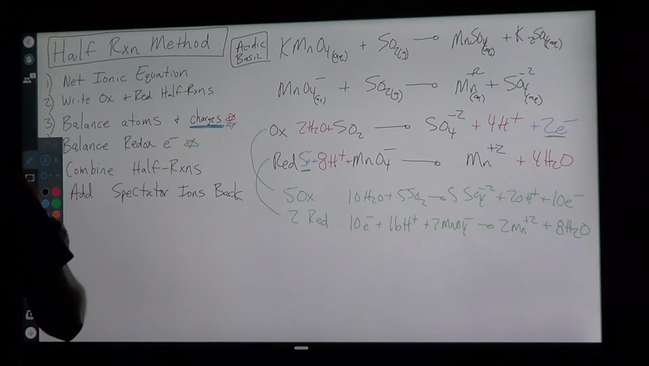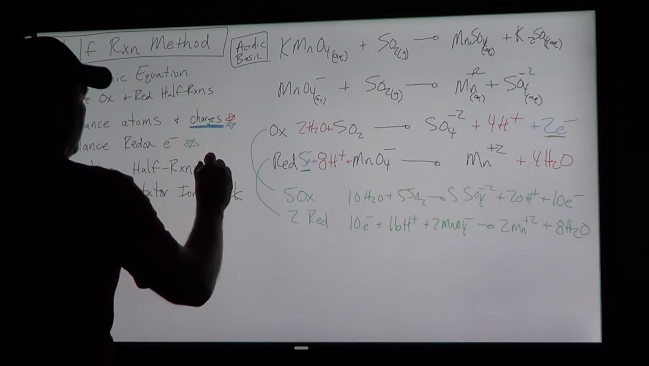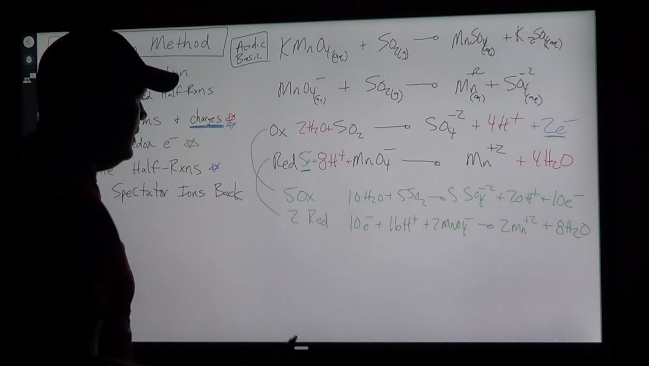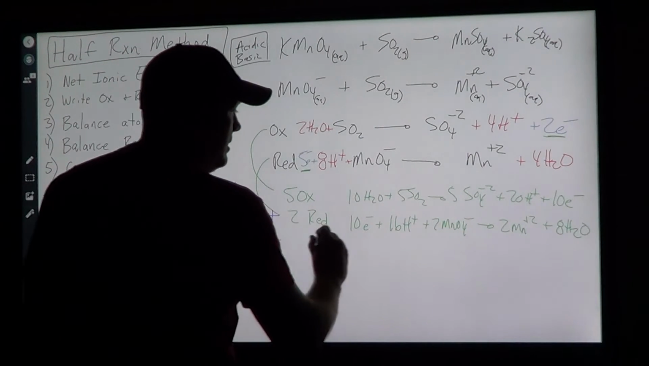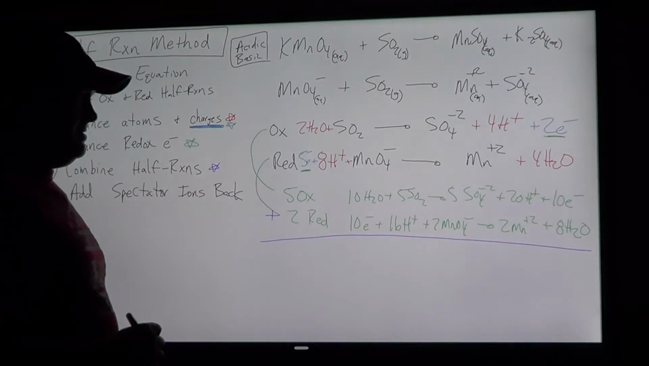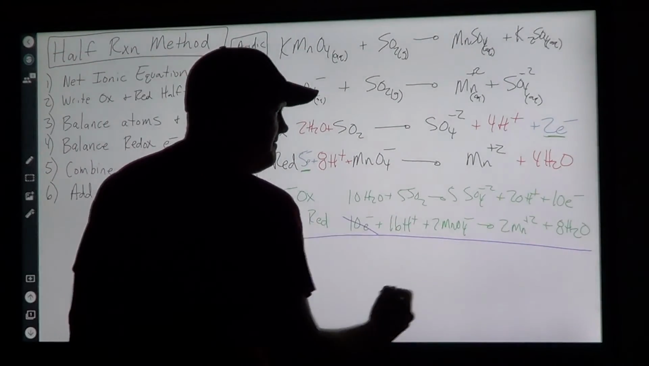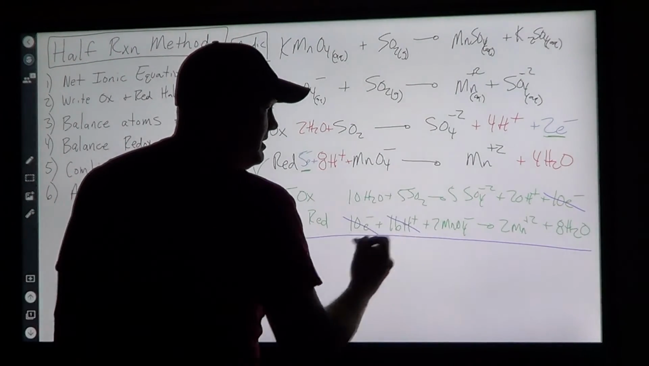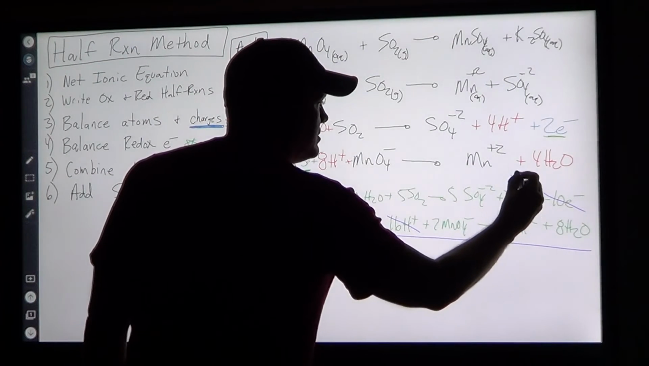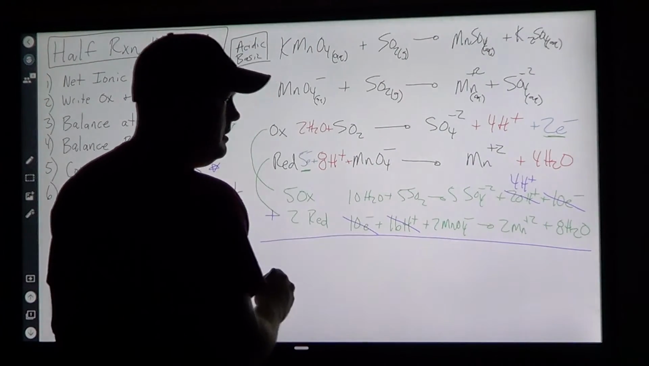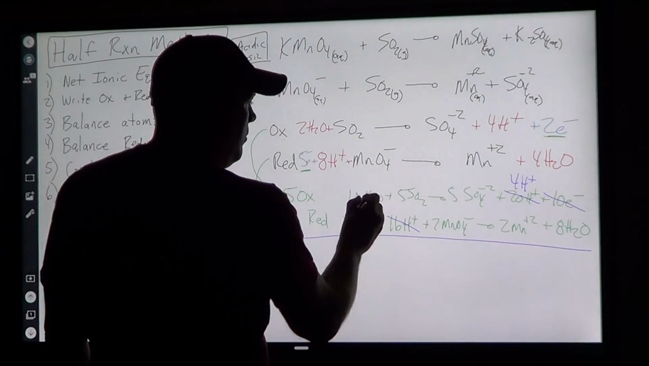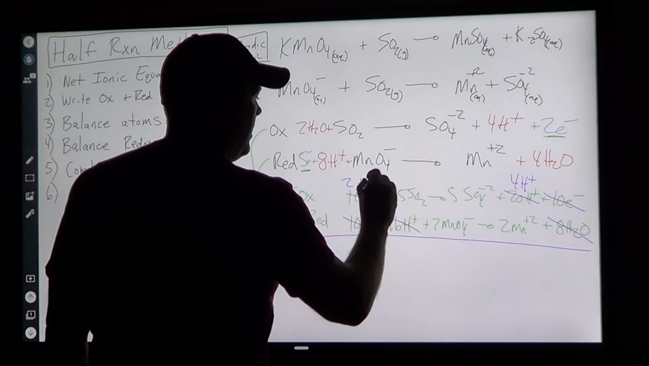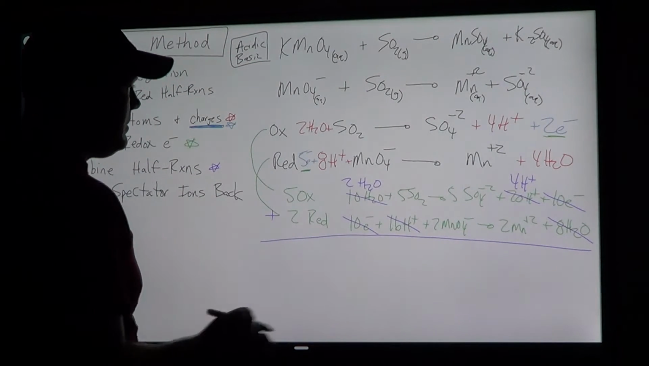At this point, we now can combine the half reactions. Just like we did for Hess's law when we were doing heat of summation, we can now recombine these 2 equations. The 10 electrons on the left cancel with the 10 electrons on the right. We have 16 H+ on the left and 20 on the right, which leaves us with 4. We have 10 waters on the left and 8 on the right, which leaves us with 2, and nobody else cancels.